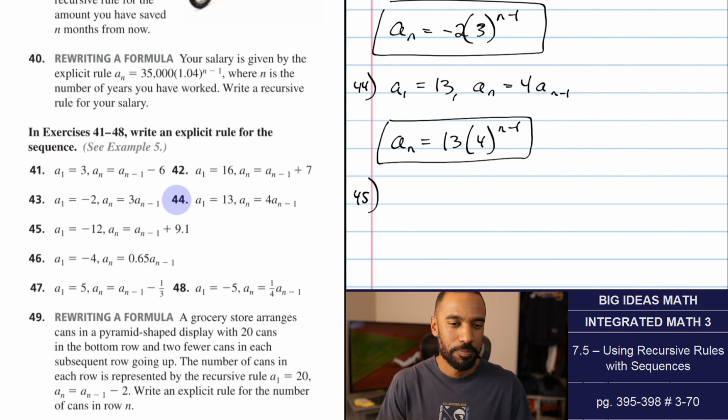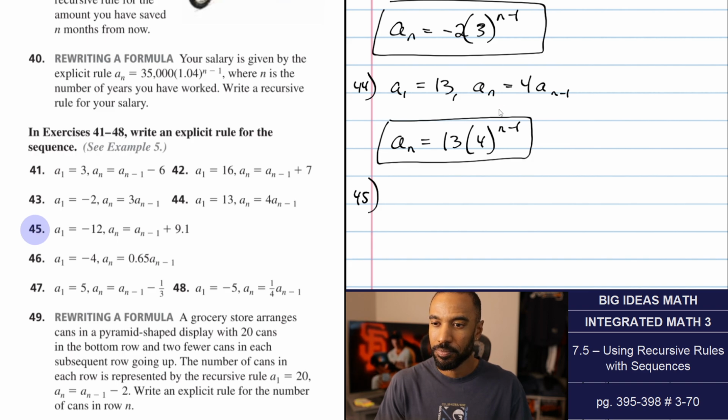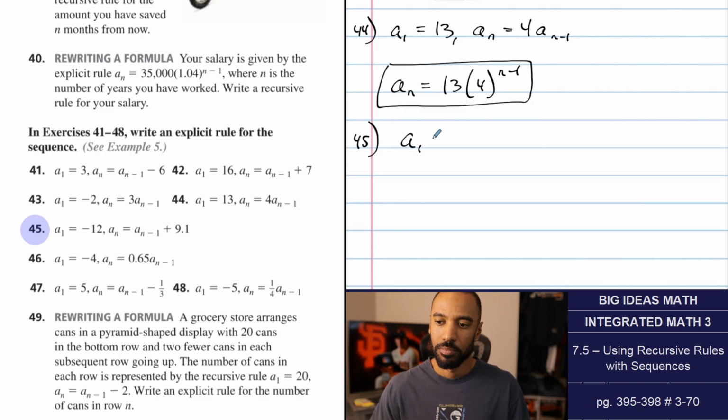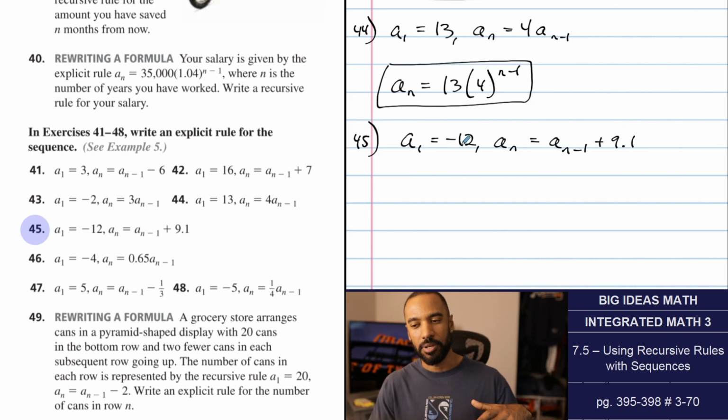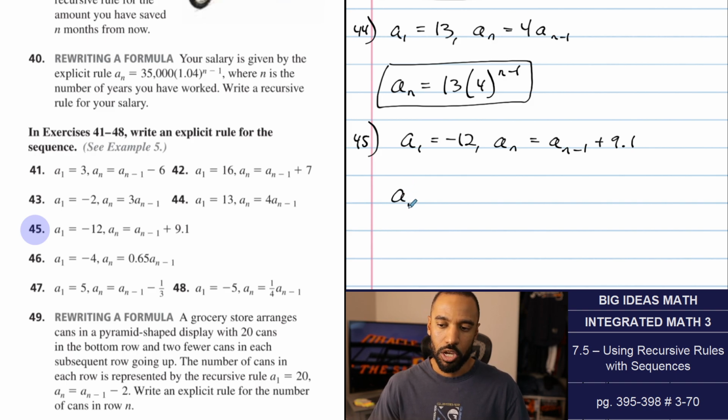Number 45. A sub 1 is negative 12. A sub n is a sub n minus 1 plus 9.1. That makes 9.1 our common difference, and negative 12 the first term again. We can go back to our thing. It's negative 12 plus 9.1 times n minus 1.